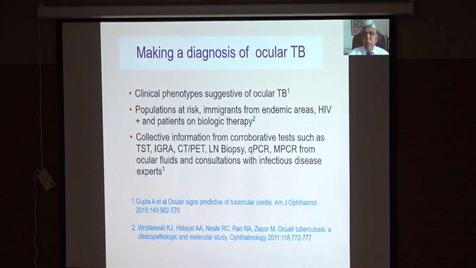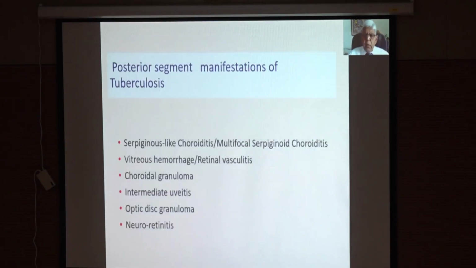Then, specifically in populations at risk, like a high incidence country like India, patients living with HIV, or patients on biological therapy, I'm not against doing tests like the skin test, immunological test, radiological test, or PCR, or using available evidence from any tissue, the lymph nodes or extrapulmonary tissues. You must collect information from a variety of these sources and consult an infectious disease expert to reach a diagnosis of TB uveitis.